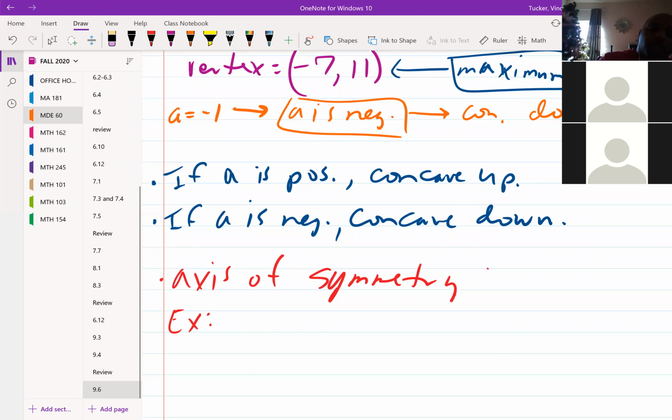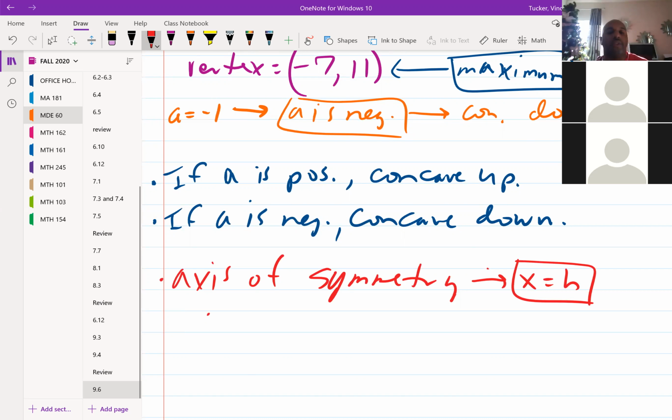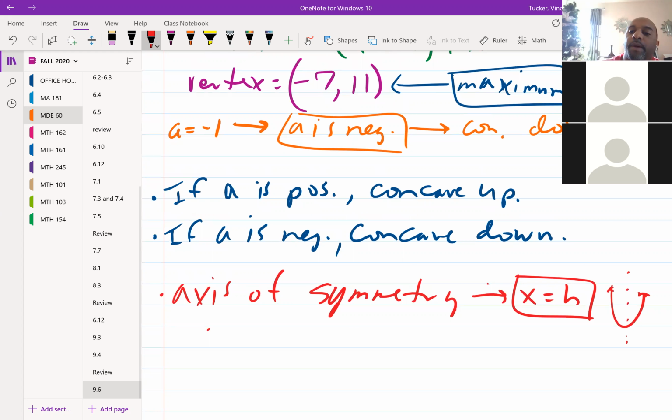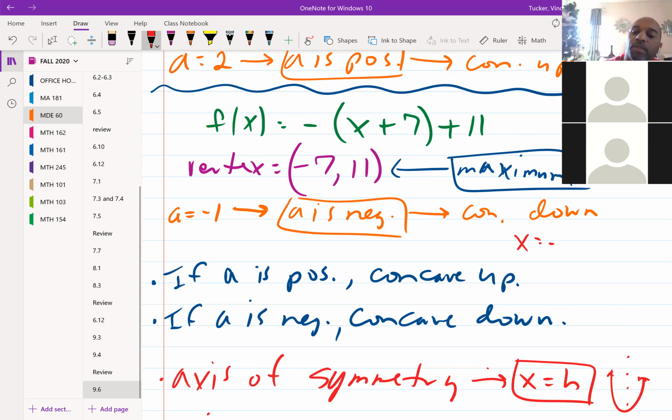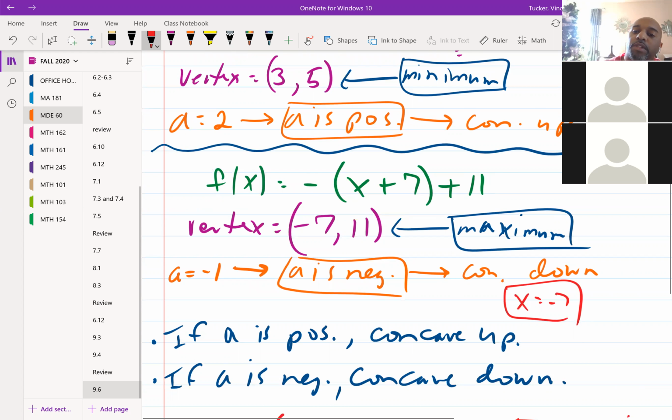Let me do it like this now. Easiest way is just... So that's how you do your axis of symmetry. Whatever h is, just x equal to h. And that will give you a vertical line right there at the ordered pair of your vertex. So in other words, it's going to reflect about your vertex. So whatever h is, so here, my axis of symmetry is x equal to -7. Here, my axis of symmetry is x equal to 3.